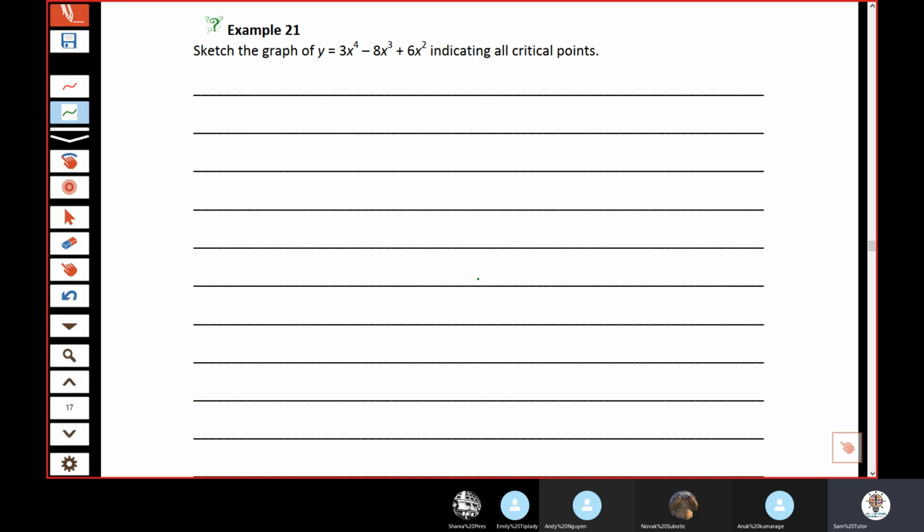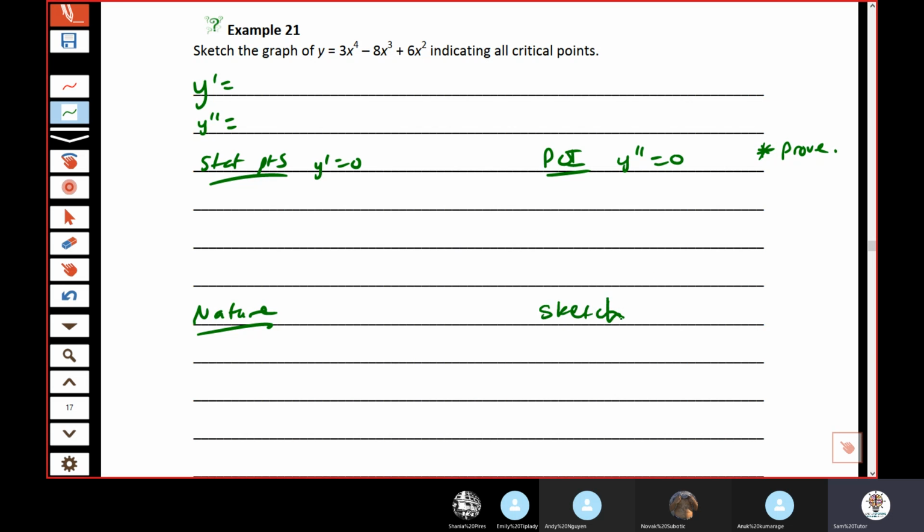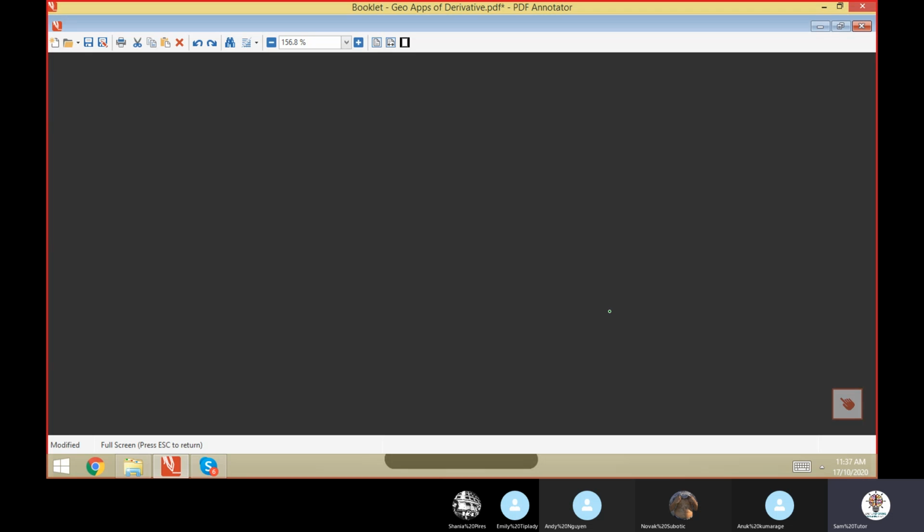Example 21. You're done. There's nothing new to learn. Pretty much it's just a sketch indicating all critical points. You're going to do y dash, y double dash, find stationary points, which is y dash equals 0, find the nature using whichever technique you like, do your points of inflection through y double dash equals 0, don't forget to prove it, and then sketch. I'll leave it with you, 10 marks. We're done. I don't think we need this recorded anymore.